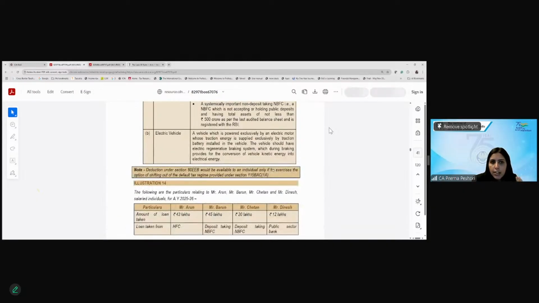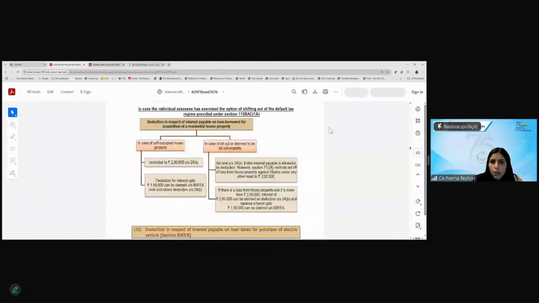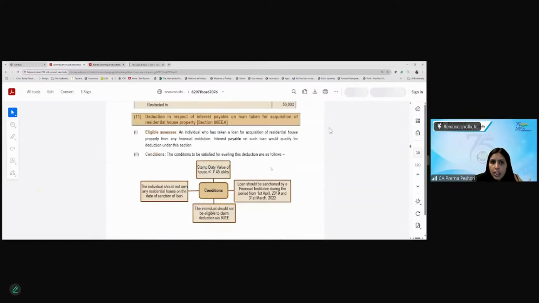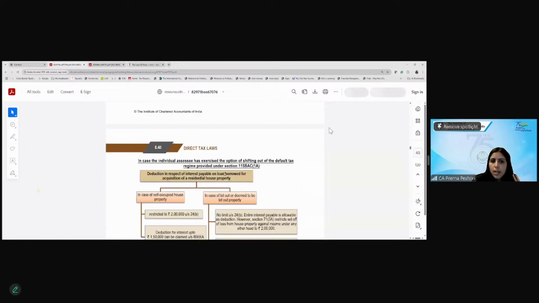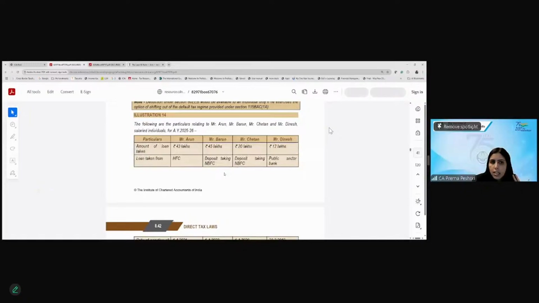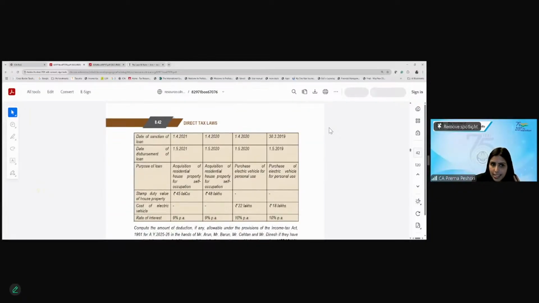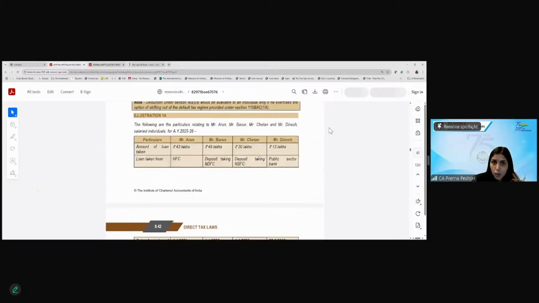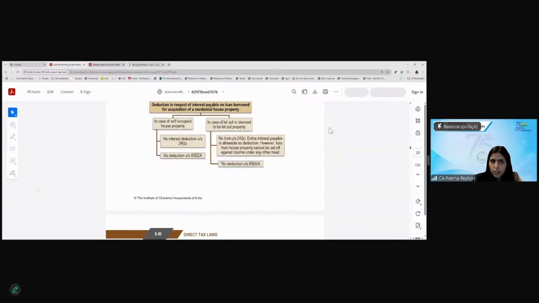Secondly, if you look at whether the conditions are satisfied, what were the conditions which were there? The condition was that the stamp duty value less than 45 lakh. Is my stamp duty value less than 45 lakh in this case? Yes, it is, right? It is exact 45. It should be less than equal to. I'm satisfying the condition.